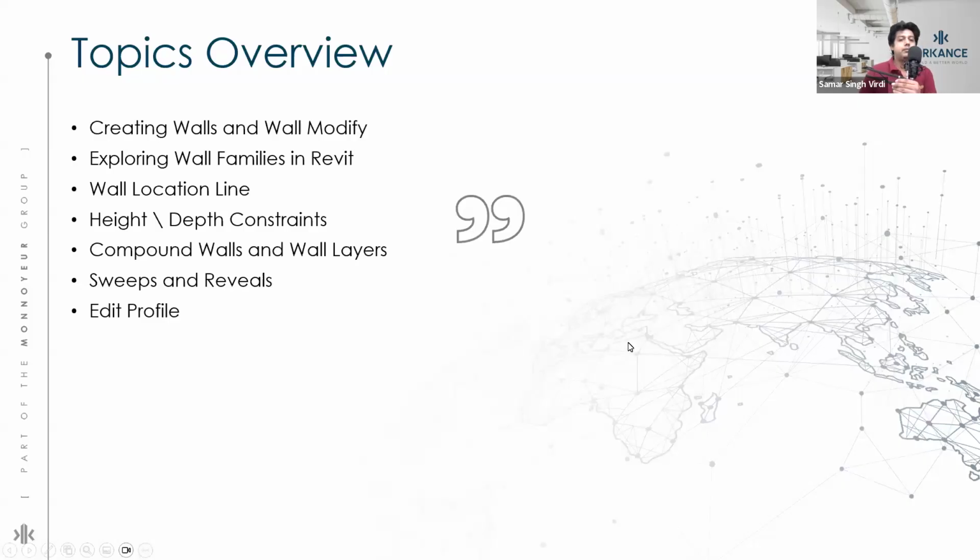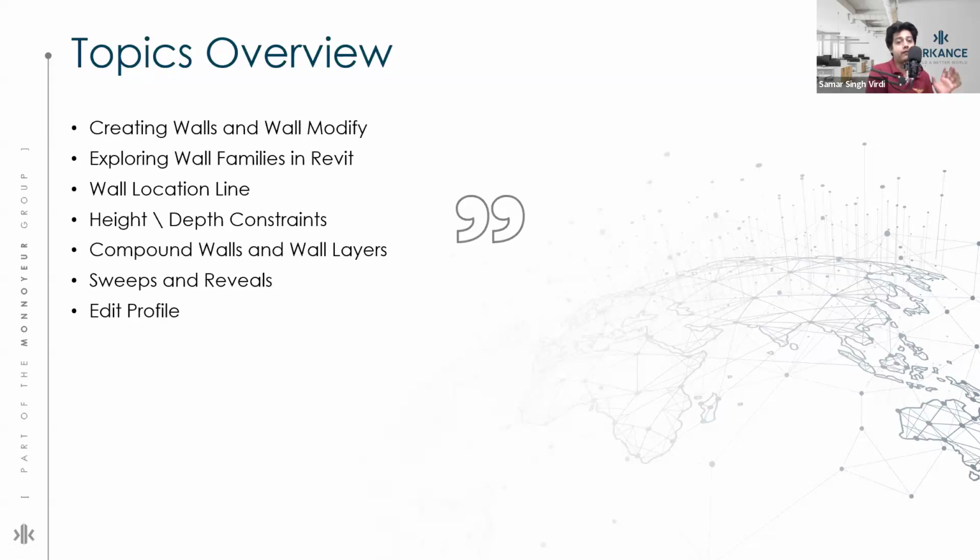So for walls, we'll be discussing how to create them, what are wall families, how we can select families, what is a wall location line. Please remember we discussed this yesterday as well. Today we'll discuss this in detail. Height and depth constraints for a wall, compound wall and other wall layers.